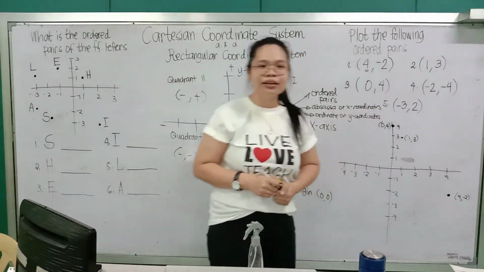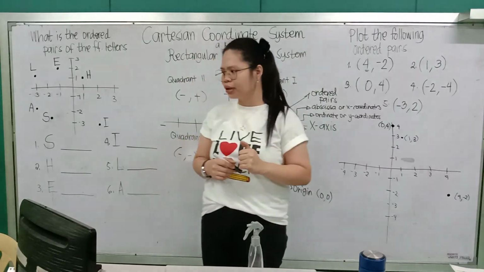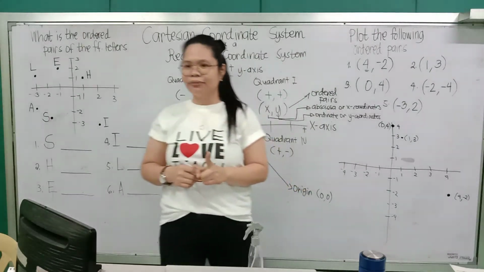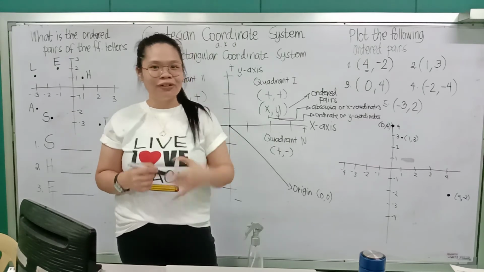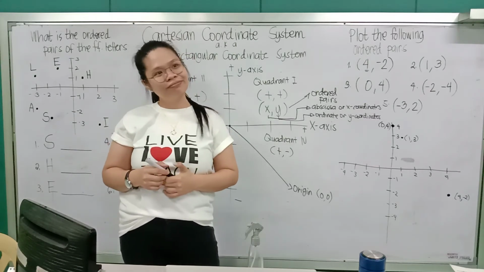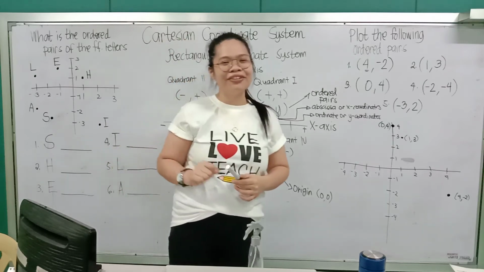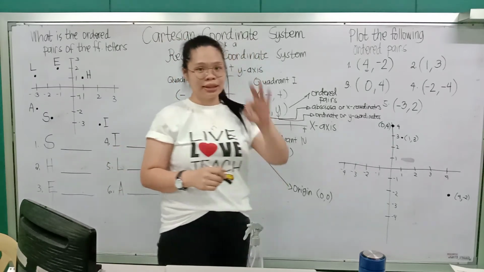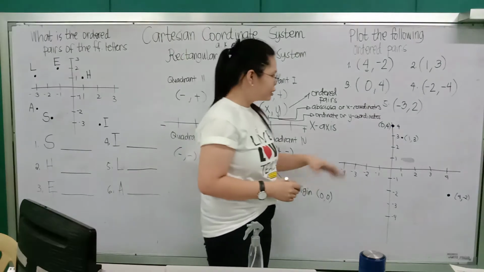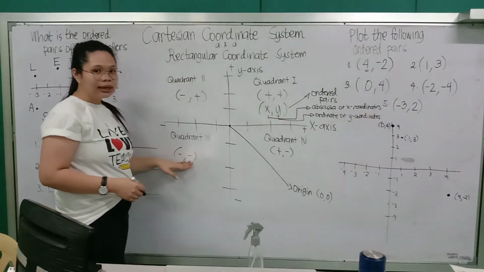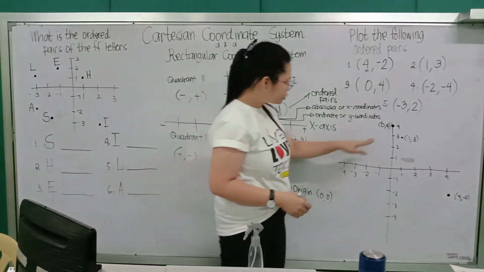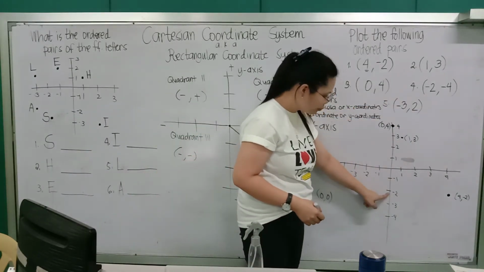Galing! Very good. Next, number 4. So, we have negative 2 and negative 4. Pareha sila negative. So, anong quadrant sila belong? Very good. So, that is quadrant number 3. So, quadrant number 3, since parehas po sila negative.